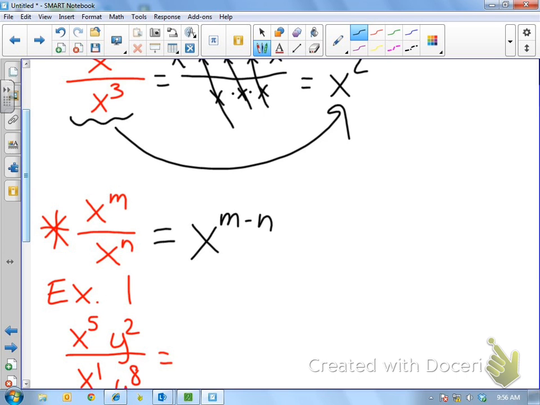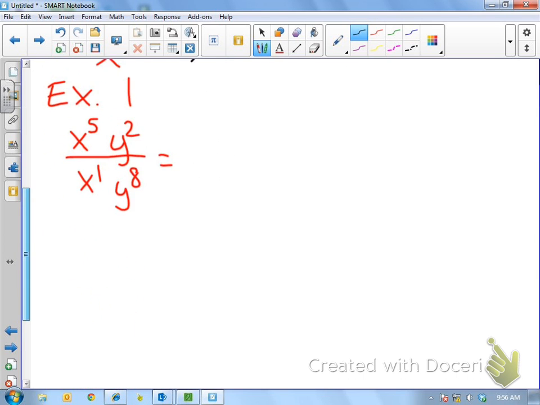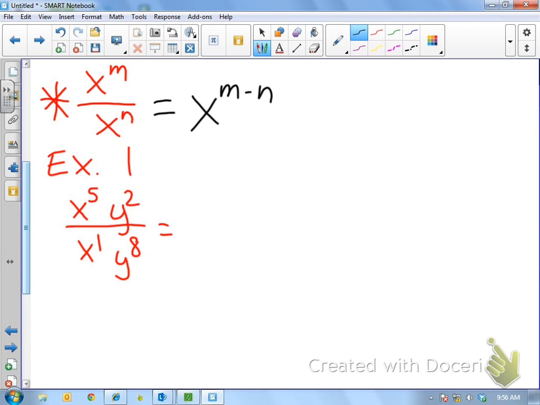So let's look at example 1. We have x to the 5th times y squared over x to the 1st times y to the 8th. Our new rule says we have to subtract the exponents if we're dividing. What can the x to the 5th combine with? X to the 1st. They have to have the same base. We subtract, and I heard someone say x to the 4th. 5 minus 1 is 4.